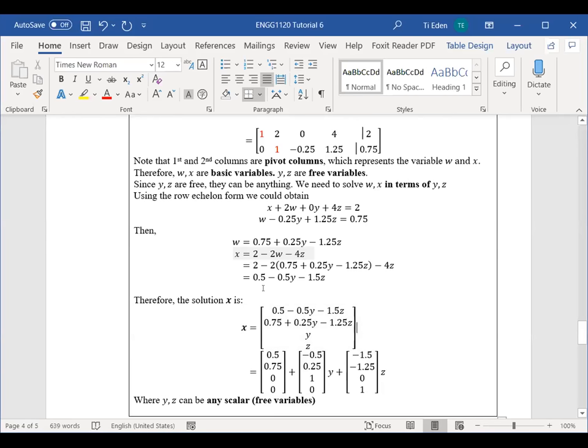If you cannot observe that, then you count the number of pivots. If there are free variables, then there are infinitely many solutions. If there are no free variables, then it has a unique solution.